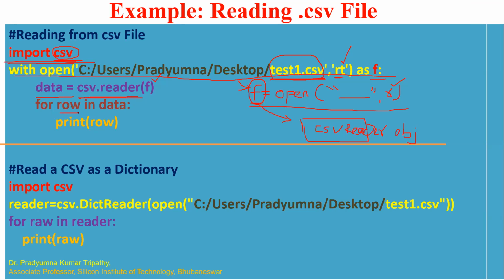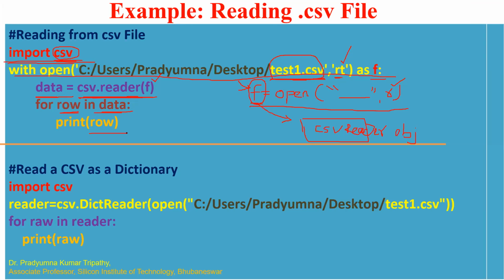Now, for row in data, what is data? Data is what is being read from that object. So each row in that is printed. It will read the first line, the comma separated values, and print it. The next line, comma separated values, and print it. In that way, it will print on the screen. Is that understood? Yes, sir. Okay.